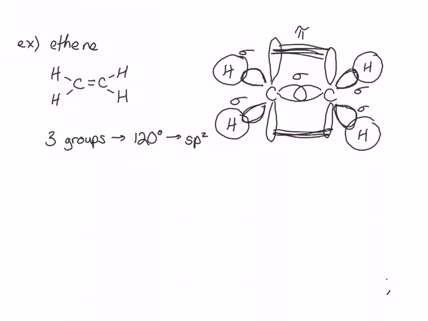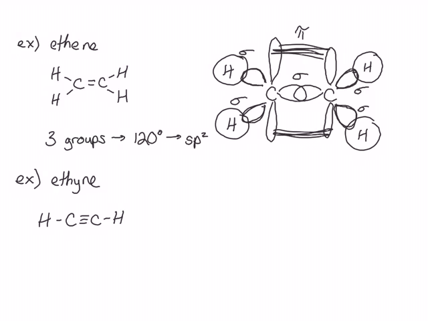And these p orbitals are perpendicular to the plane of the sp2 orbitals of the carbon. What about ethyne? Ethyne is going to have a triple bond between 2 carbons, and if you draw out that Lewis structure, it's going to look like this. Again, if you're not sure how I got that, pause this and try that on your own.